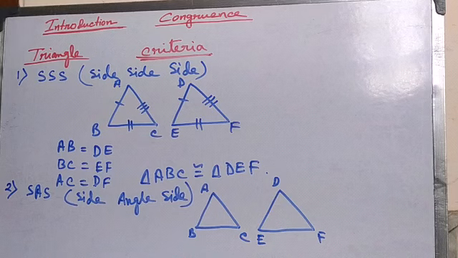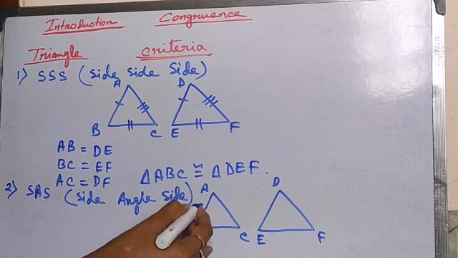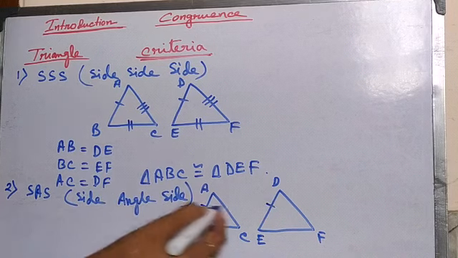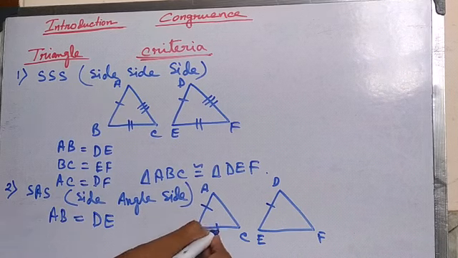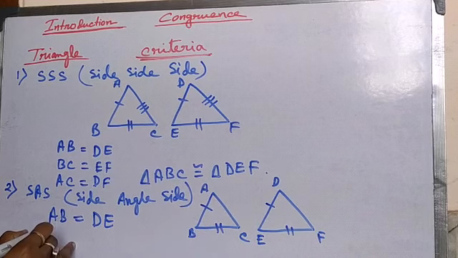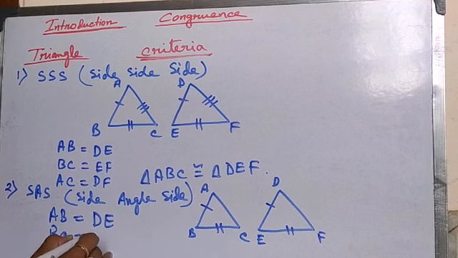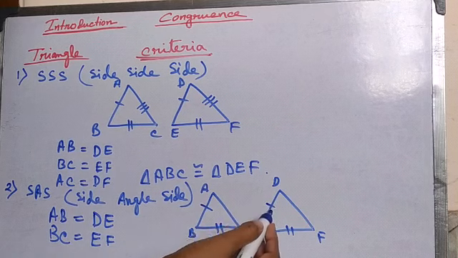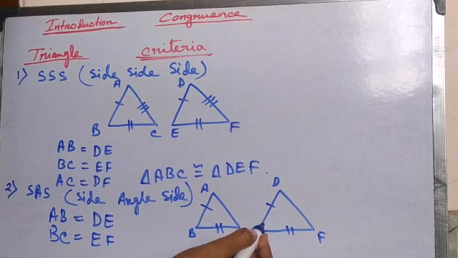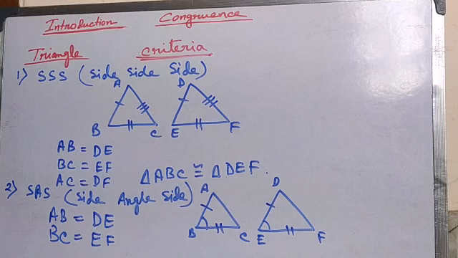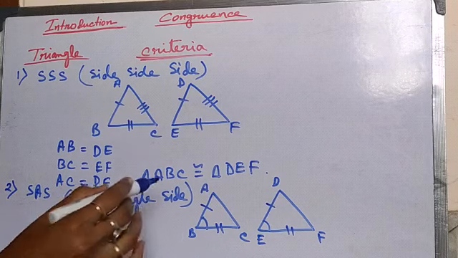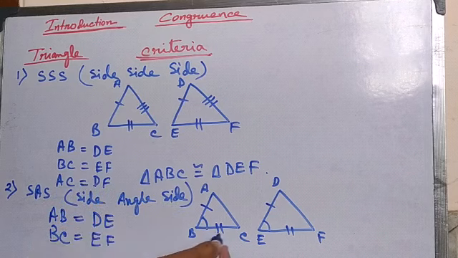How will this rule apply to these two triangles? Side, angle, side. That means if this side is equal to this side, AB equal to DE, and this side is also equal, suppose BC equal to EF, then the angles in between these two sides must be equal. Then we can say it is the side angle side property. By the side angle side property, both triangles are congruent triangles.